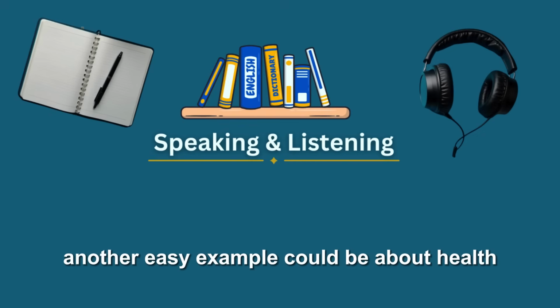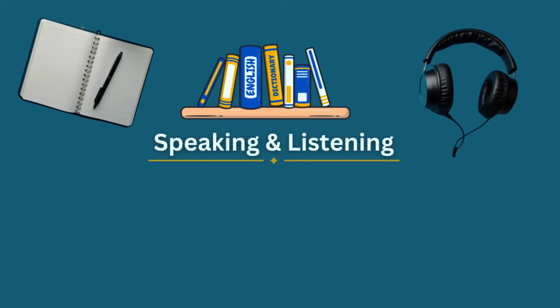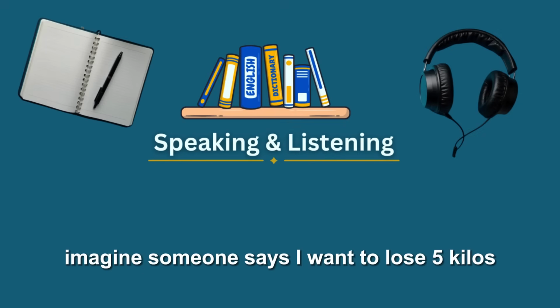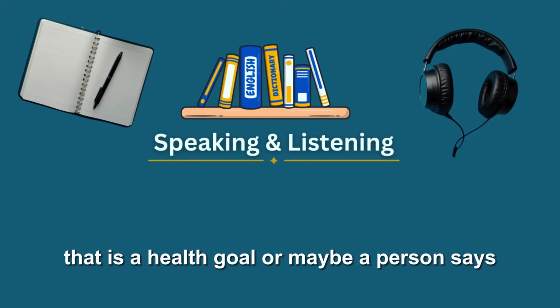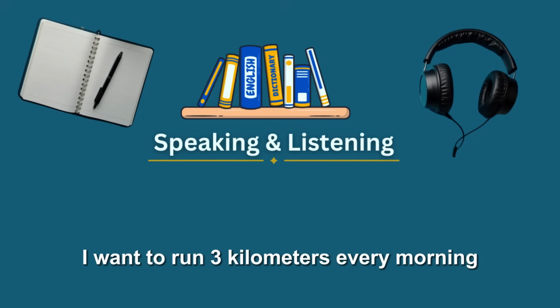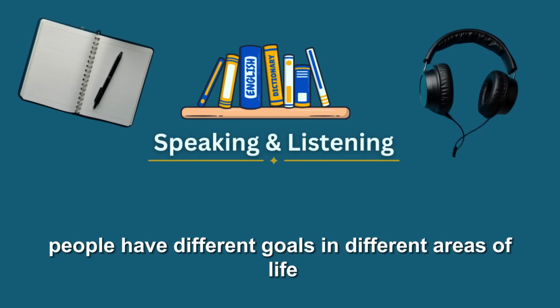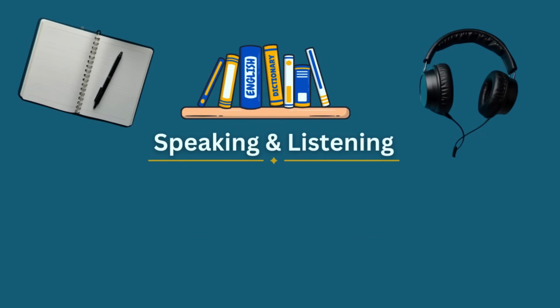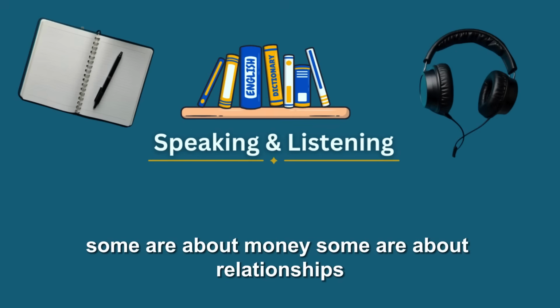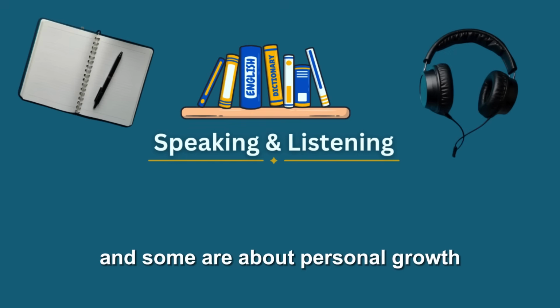Another easy example could be about health. Imagine someone says, I want to lose 5 kilos. That is a health goal. Or maybe a person says, I want to run 3 kilometers every morning. That's a fitness goal. People have different goals in different areas of life. Some goals are about learning, some are about money, some are about relationships, and some are about personal growth.